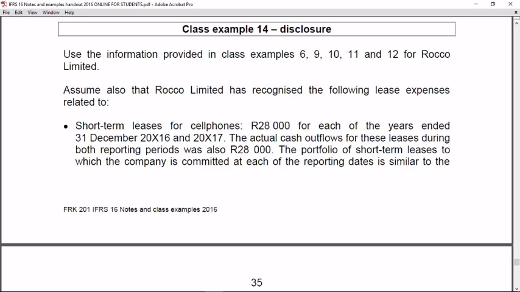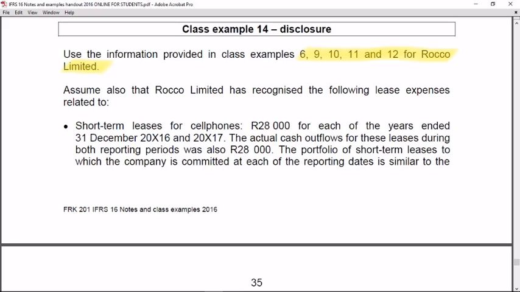Class example 14 will be used to illustrate the disclosure in the books of the lessee. Use the information provided in class examples 6, 9, 10, 11 and 12 for Rocco Limited. All the amounts used in this example can be found in those class examples that have already been dealt with. Also assume the following information with regards to Rocco Limited.